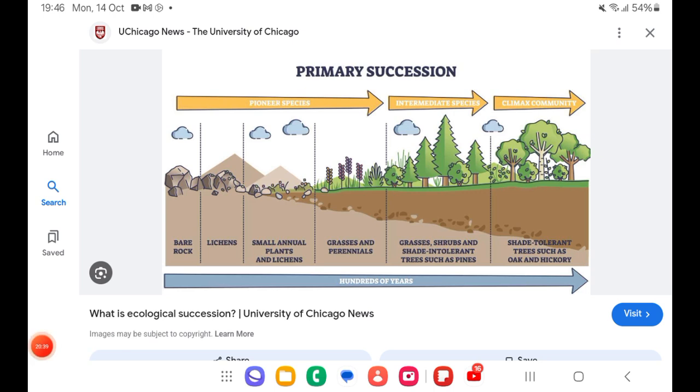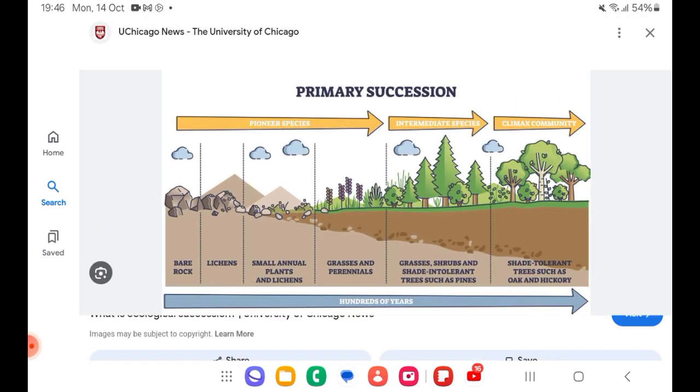You can see here for primary succession, from bare rock, then comes the lichens, then small annual plants and lichens, later comes the grass and perennials, then grasses, shrubs and shade intolerant trees such as the pines, those slowly evolve. Finally, shade tolerant trees also will evolve like oak and hickory. This is a primary succession. From bare rock to tall trees, it has been succeeded, right? It's a succession, primary succession, from pioneer species to intermediate species and then to climax species or community.